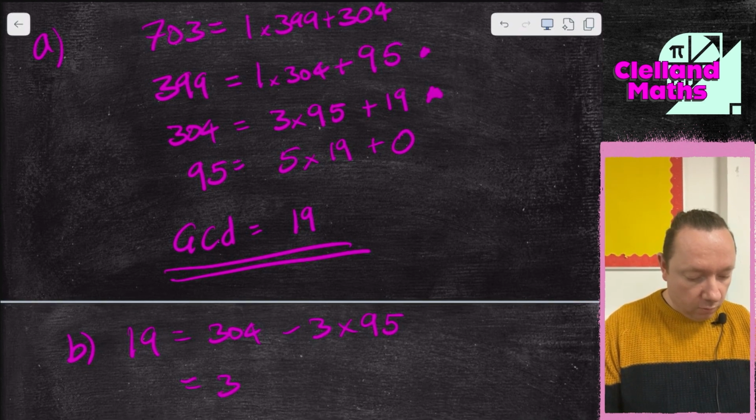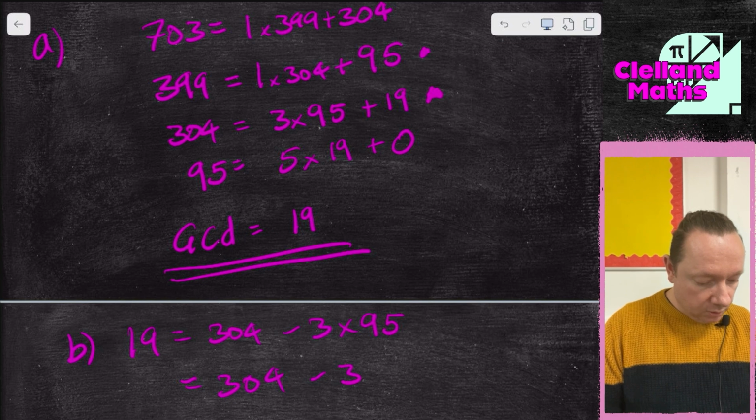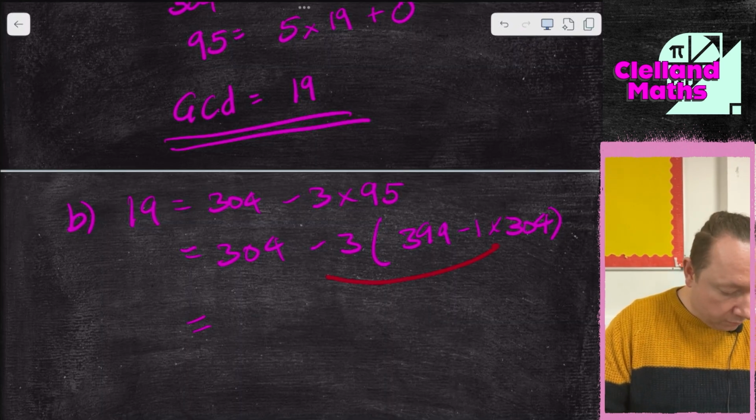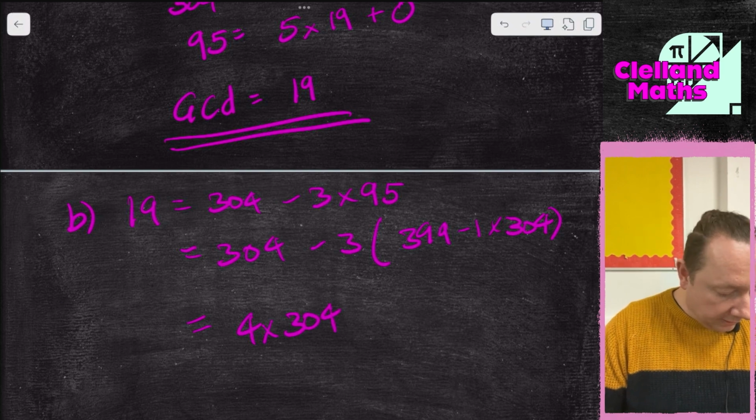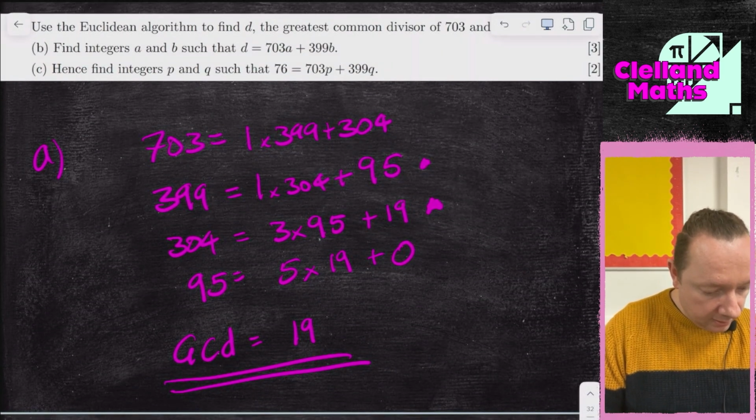So that equals 304 minus 3 times, over 95 is 399 minus 1 times 304. That's 304 plus another three of them, is 4 times 304 minus 3 times 399. And then we go up our list again.